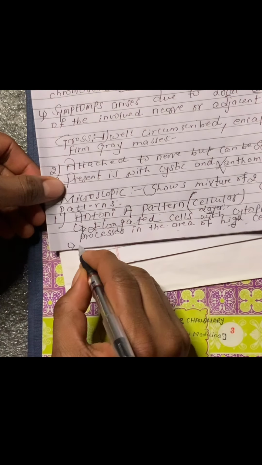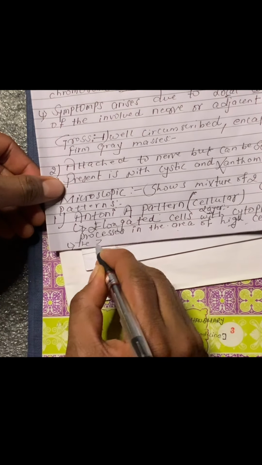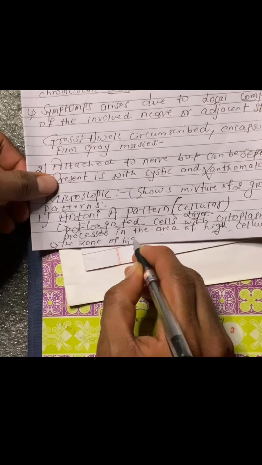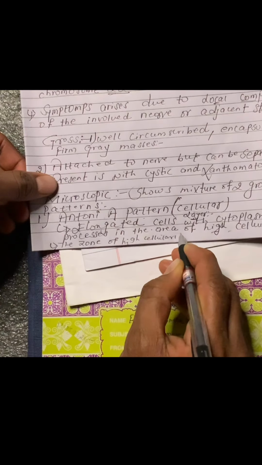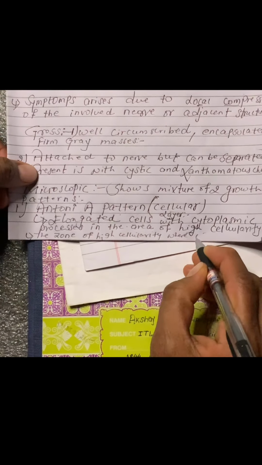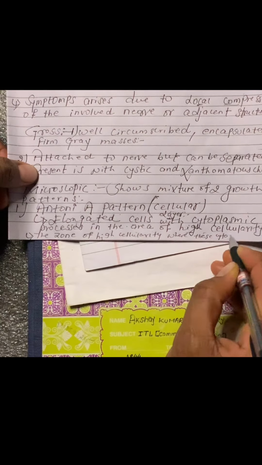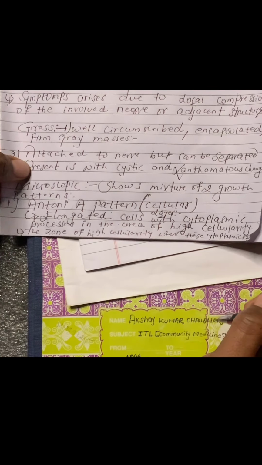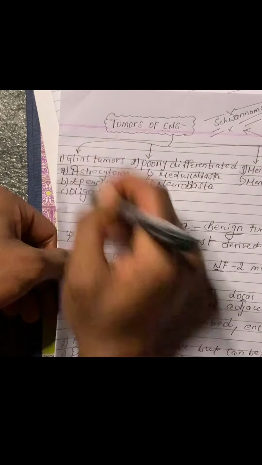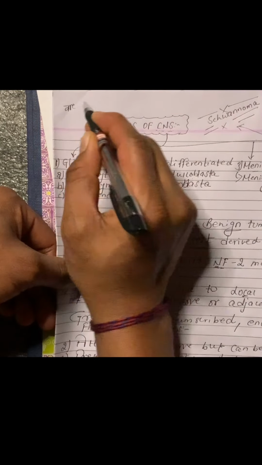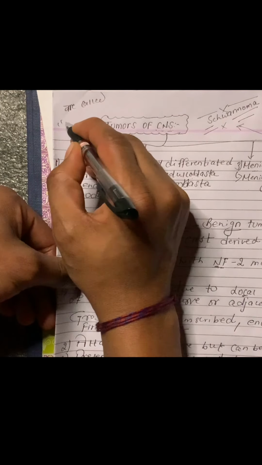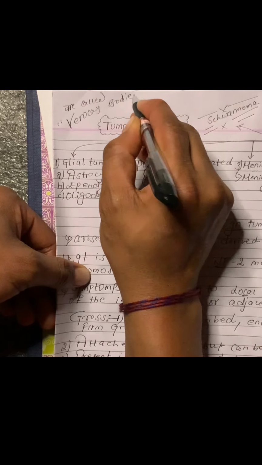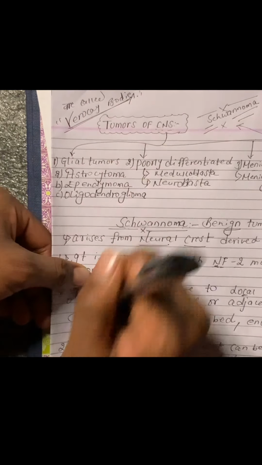So the zone of high cellularity where these cytoplasmic processes are present are called, and I am writing here because there is no space, Verocay bodies. So this is very important, you must learn it.